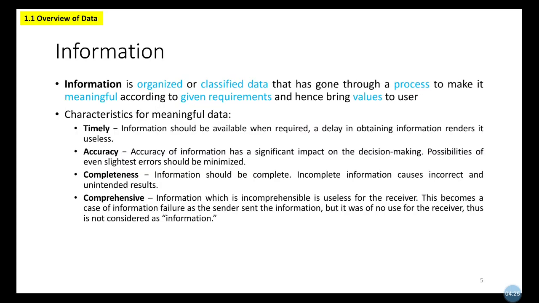Now what is information? Information is organized or classified data that has gone through a process to make it meaningful. So please beware of all these blue highlighted words. These could be the keywords to the definition of information. Information is organized or classified data that has gone through a process to make it meaningful according to given requirements. So meaning, what do we want to produce, or what do we want to process the data into? The requirements are given to us.